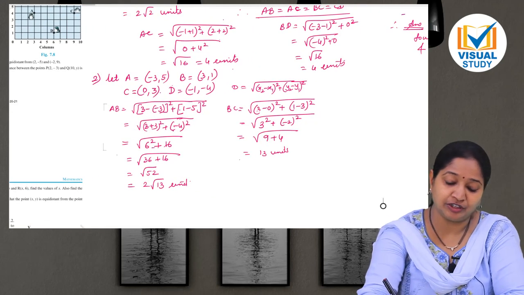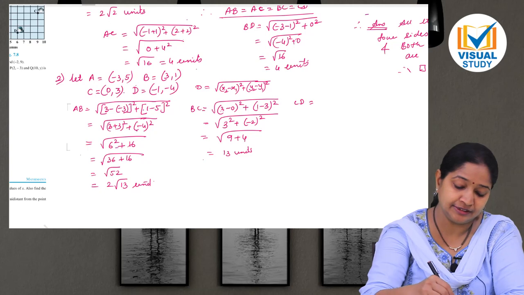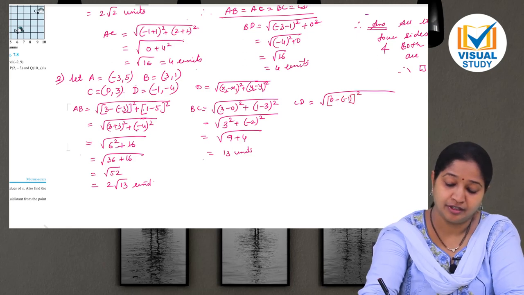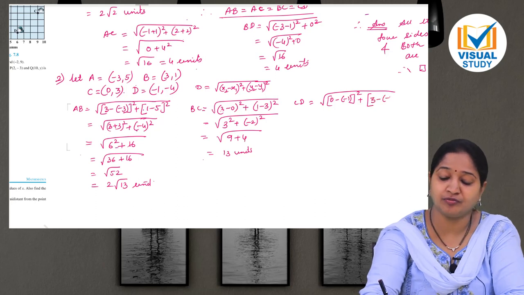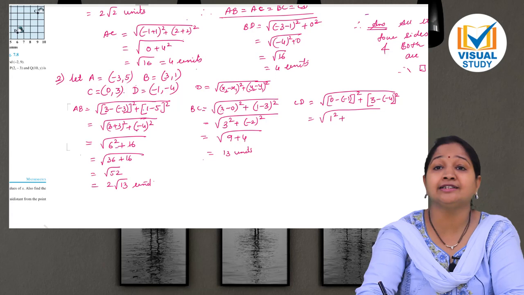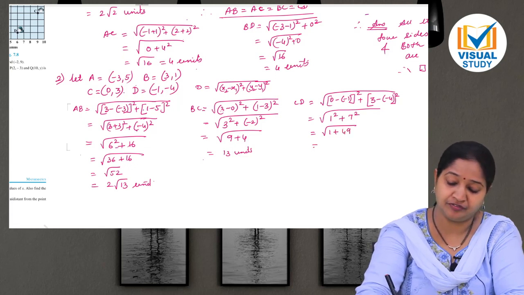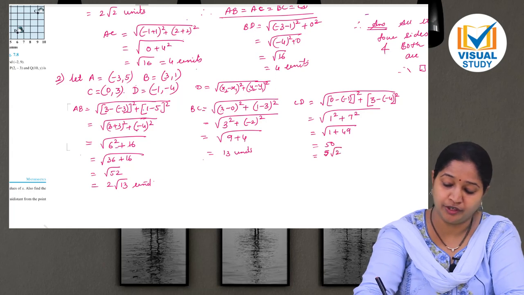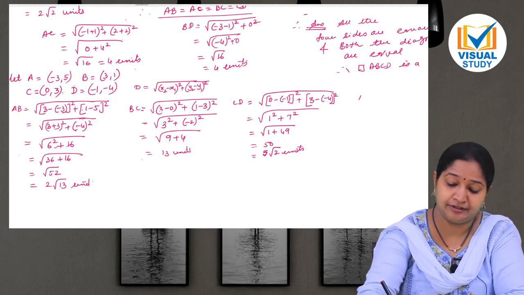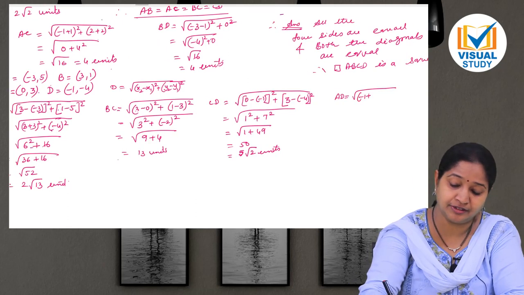So, we are going to find out now CD. What is CD? That is 0 minus of minus 1. 0 minus of minus 1 whole square plus 3 minus of minus 4 whole square. Here it is 1 square plus minus into minus plus, and 3 plus 4 is 7 square. That you get is 1 plus 49 and that is 50. And you get 5 root 2 units. What is AB, BC, CD? Then what is remaining? AD. What is your AD? That is minus 1.